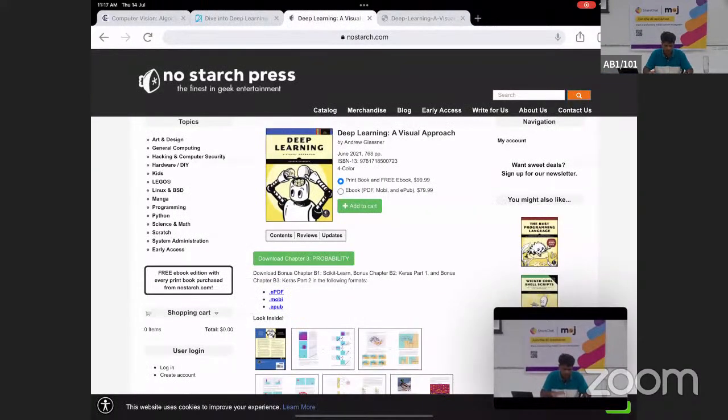And this is the book I would be using for today's lecture mostly. Okay, this is the latest book, Deep Learning: A Visual Approach. It has very nice diagrams through which you can easily understand the architecture. We are mostly going to focus on the architecture, how the different networks are built, and what is the significance of each component in the network. So that's what you are going to see.